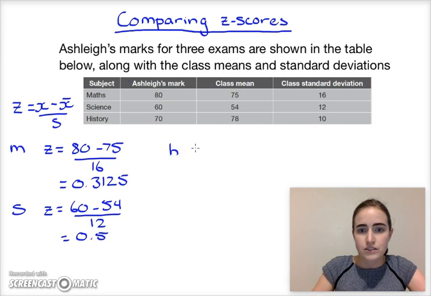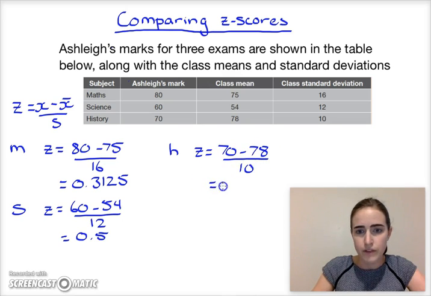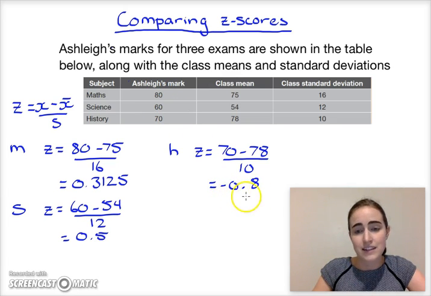And for history, the z-score would be that 70 minus 78 divided by 10, which would give us minus 0.8. So from that, you can see that she's done above average, so above the mean, in both maths and science. And she's half a standard deviation above the mean in science, which actually means that she's done the best in science, even though it was the lowest raw mark. And in history, she's actually 0.8 standard deviations below the mean, so below the average. So that makes history her worst one. So her best mark was in science.